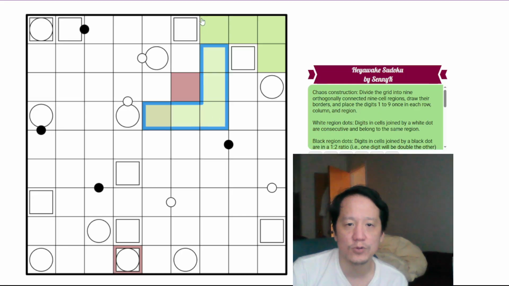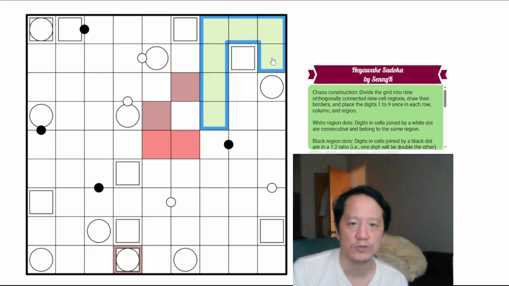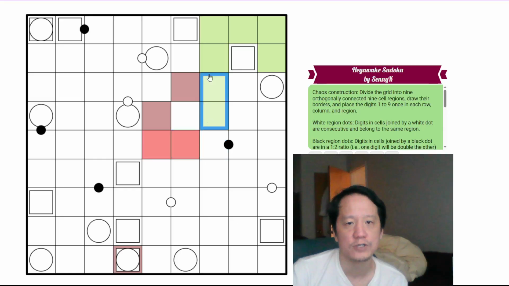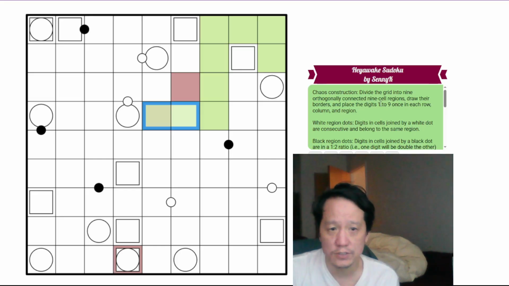So this is an example of a valid orthogonally connected region, because to get from here to here, you can just go through edges, all while staying within the region. This, however, would not be a valid region, because these two cells, even though they can get to each other by going through edges while staying within the region, cannot get to the other cells in the region by just going through edges. They would have to go through a corner here or go outside of the region, which is not allowed. So that's an example of how chaos construction, specifically orthogonally connected regions, work.